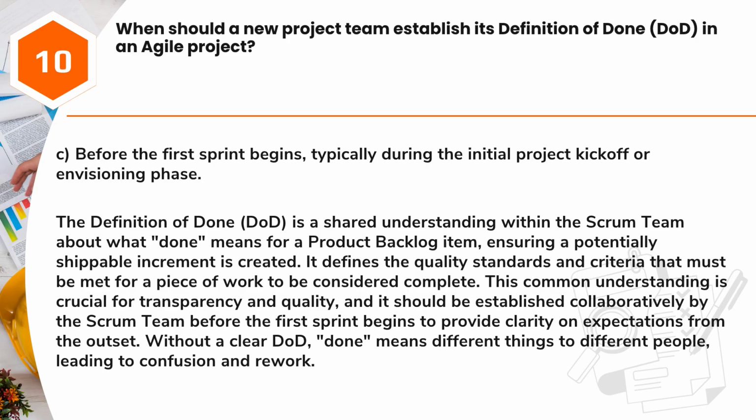This common understanding is crucial for transparency and quality, and it should be established collaboratively by the Scrum team before the first sprint begins to provide clarity on expectations from the outset. Without a clear DoD, done means different things to different people, leading to confusion and rework.